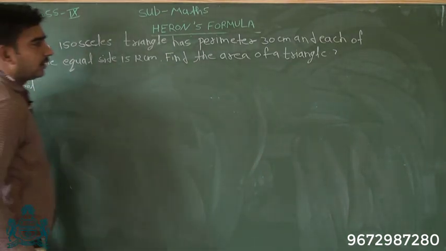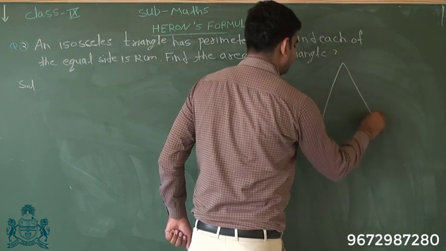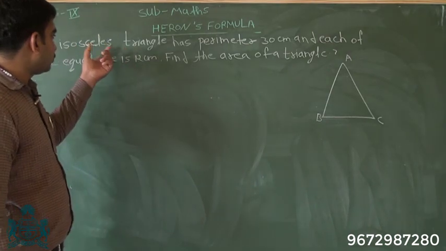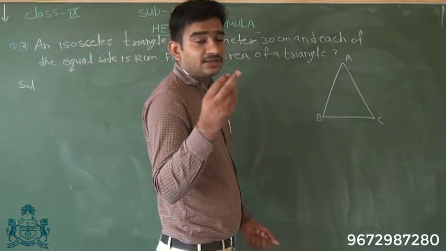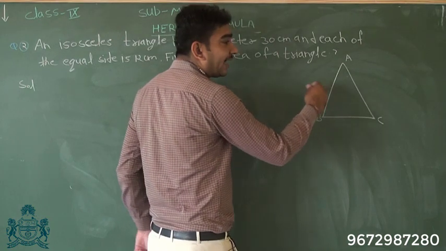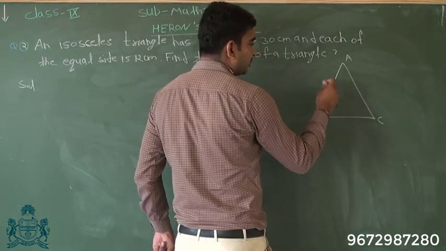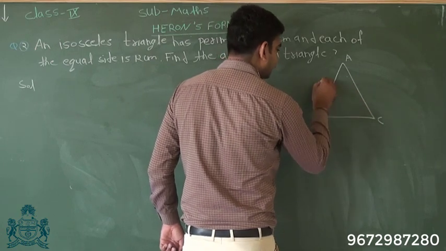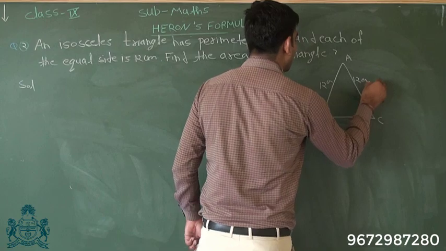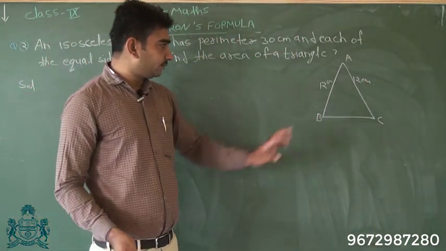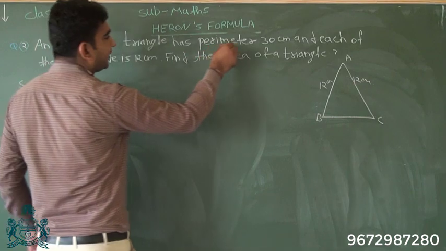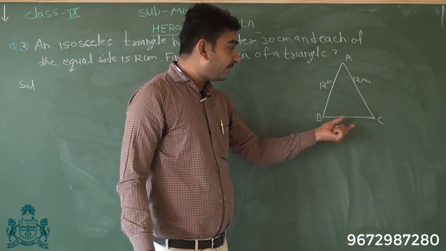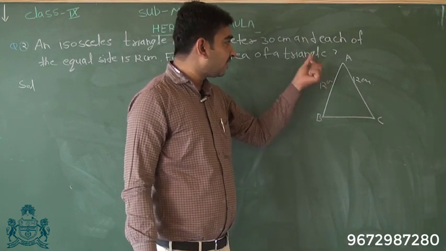Solution: ABC is an isosceles triangle. An isosceles triangle is a triangle in which two sides are equal. Then AB and AC are equal, 12 centimeter, two sides are equal, and the perimeter of the triangle is 30 centimeter. Then find the area of the triangle. Two sides and the perimeter are given.